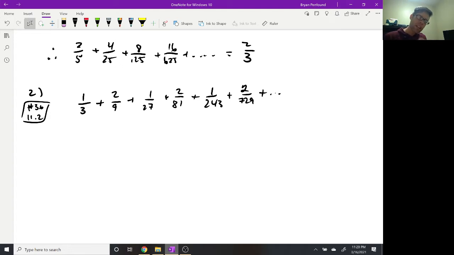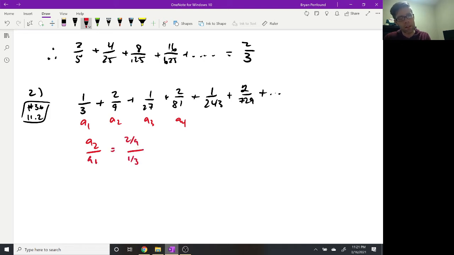Okay, so let's get back to our examples here. It does look a little bit strange, right? If I start labeling stuff like A1, A2, A3, and A4, and I start trying to find these ratios, what happens? Let's take our 2/9 and divide by 1/3. I think doing this is going to give us 6/9 or something like that.